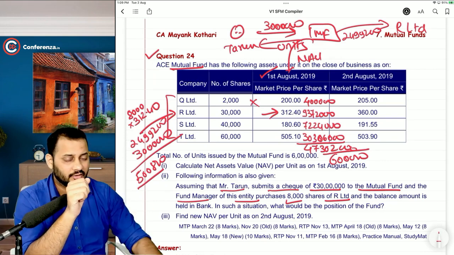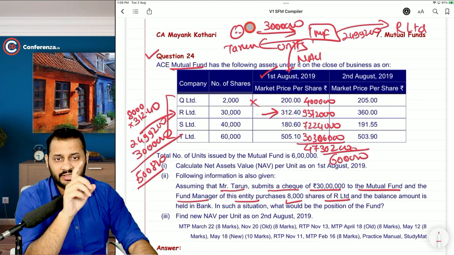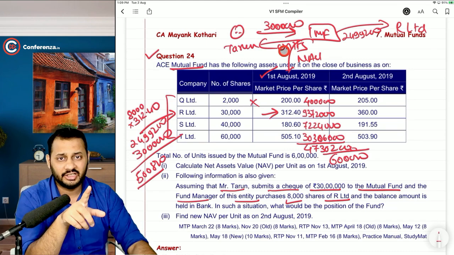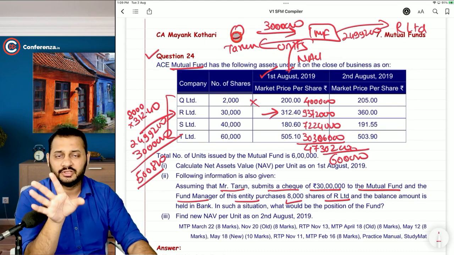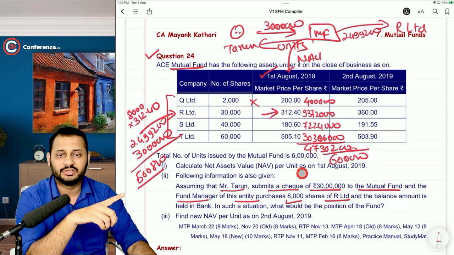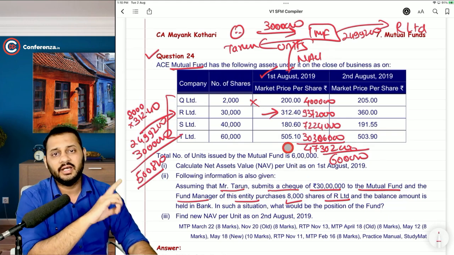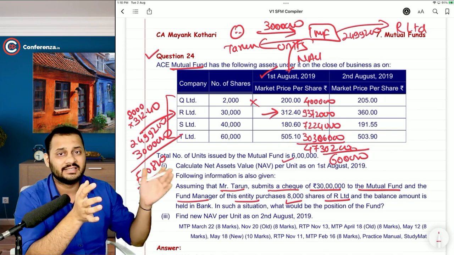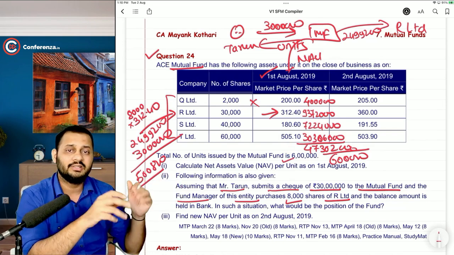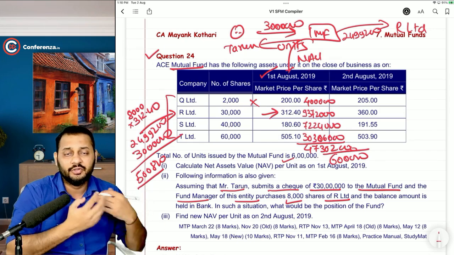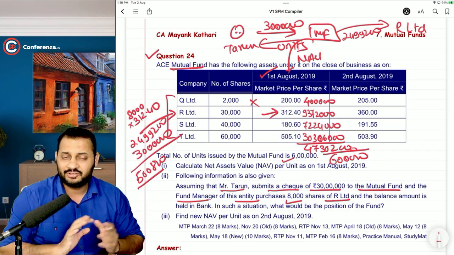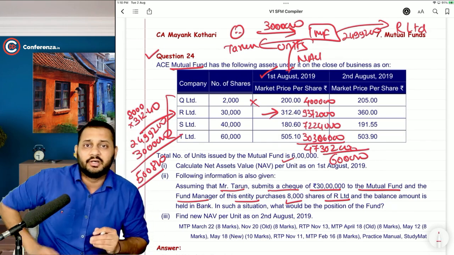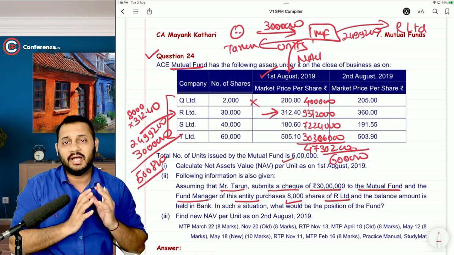Now think from the angle of the mutual fund and investor. 30 lakhs divided by that day's NAV will be the additional units the mutual fund has issued to Mr. Tarun, and that will get added to 6 lakhs. This is an open-ended fund. That means if today the units are 6 lakhs, that doesn't mean that it will remain 6 lakhs forever. Open-ended means they can issue new units anytime they want. It's not like equity share. For equity share, in order to increase the equity share, you have to come up with a particular resolution, IPO, and everything else.